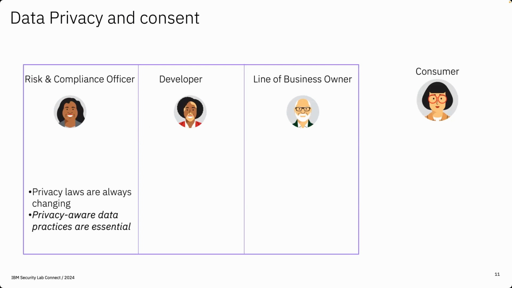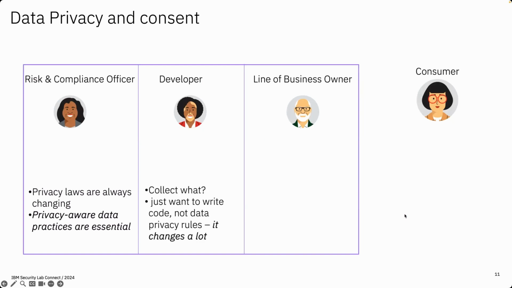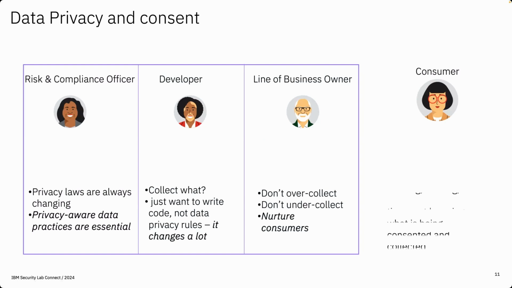One is the risk compliance officer, another is the developer, then the business owner and the consumer. What is the problem around the data privacy officer or risk and compliance officer? Privacy laws are complex and changing, and they have to make sure organizations are aligned with the privacy laws. For developers, it is very difficult to incorporate those changing laws into the application, and that's one of the challenges. Businesses also have to make sure they're not over-collecting or under-collecting data, and all of this leads to a not very good experience for the user.